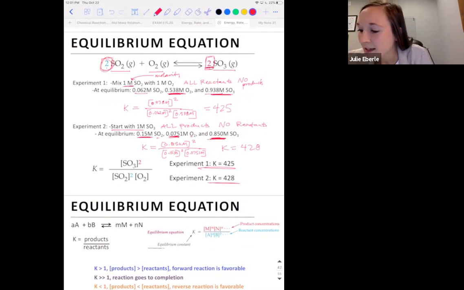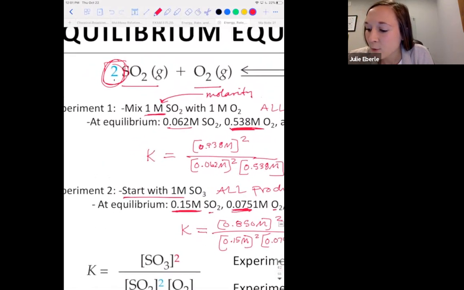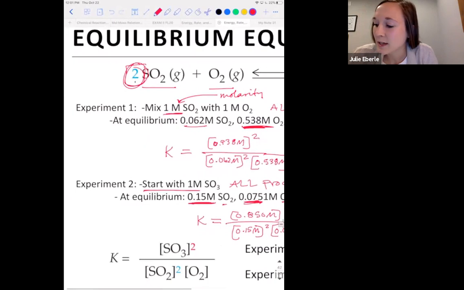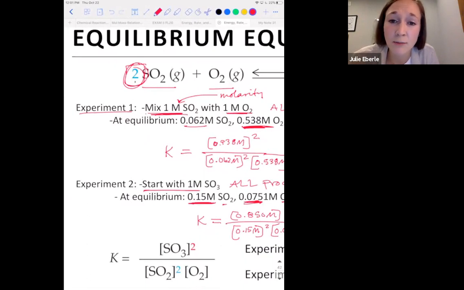I need these. The reason I wrote that, Caitlin, is because we're doing an experiment. Let's say we have a test tube, and in that test tube, we just put SO2 and O2. We're going to mix 1 molar with 1 molar. What that means is we have no products here. We're just going to mix the reactants together and see what happens. At equilibrium, how much of the reactants and how much of the products do we have?